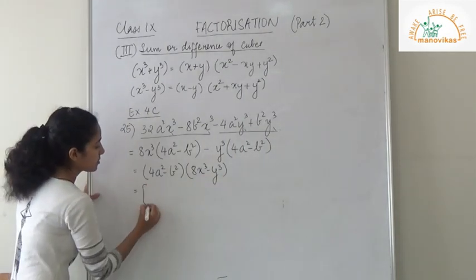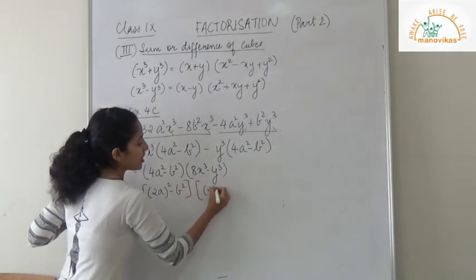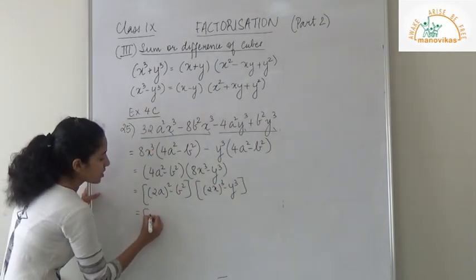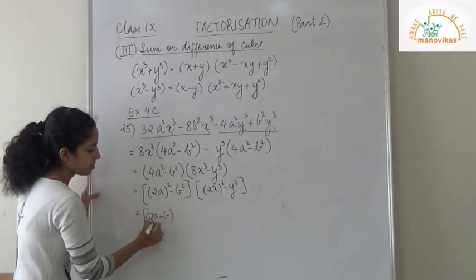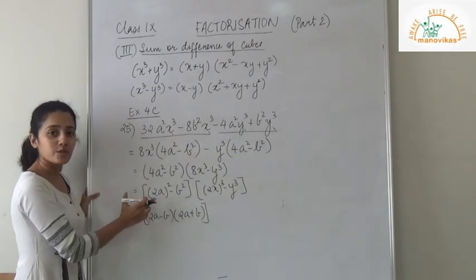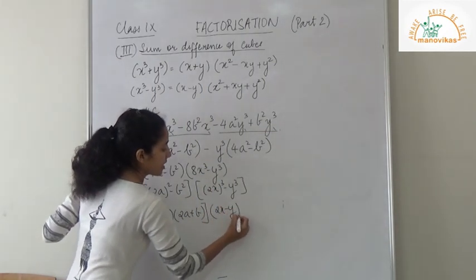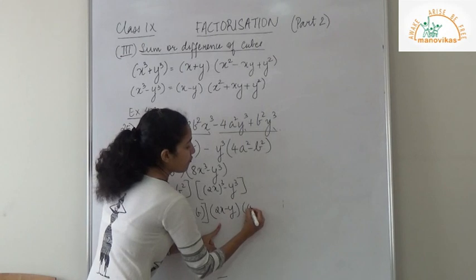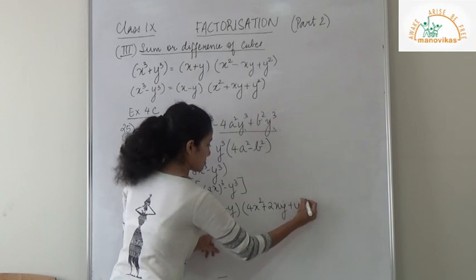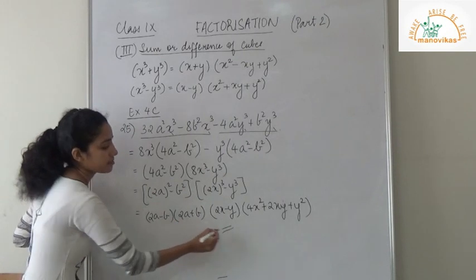Now this is nothing but 2a the whole square minus b square, and this is 2x the whole cube minus y cube. So this is 2a minus b, and this is 2a plus b, using the difference of square formula. And this is using the second identity, which is 2x minus y. And the second one will be 4x square plus 2xy plus y square. Removing these brackets, this is the answer.